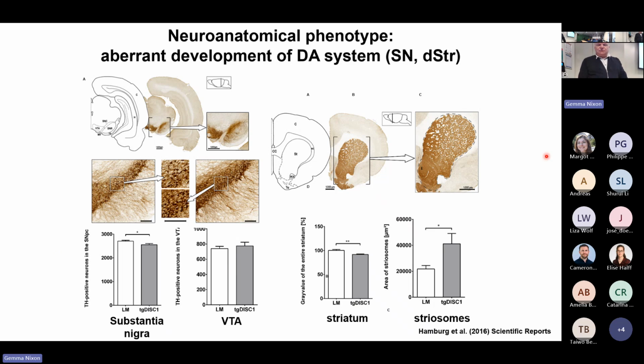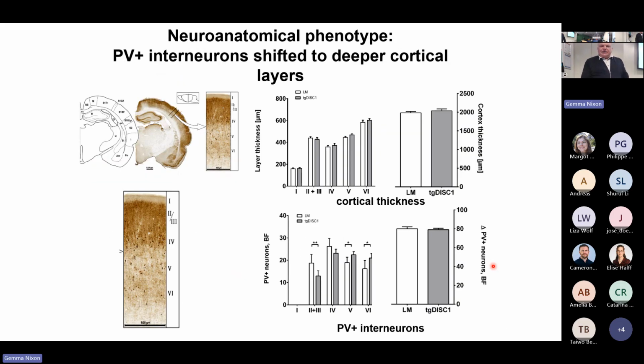And anatomically, a student of mine, Hannah Hamburg, also investigated the dopamine system here with the TH tyrosine hydroxylase staining, and we saw that the number of substantia nigra neurons was decreased, as well as the projections to the striatum, leading to an increase of striosomes. In parallel, apparently, interneuron architecture also changed, with a decrease in the upper layer interneurons and an increase in the lower layer interneurons in this rat. So apparently these dopaminergic and interneuron developments are inversely related and governed by the DISC protein.